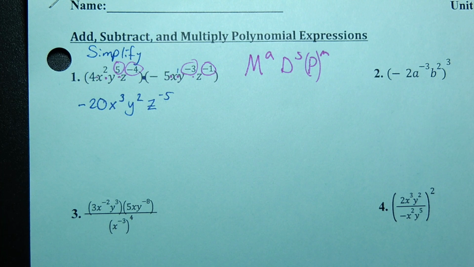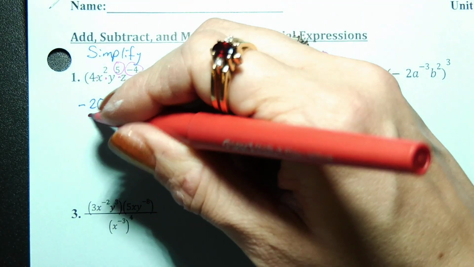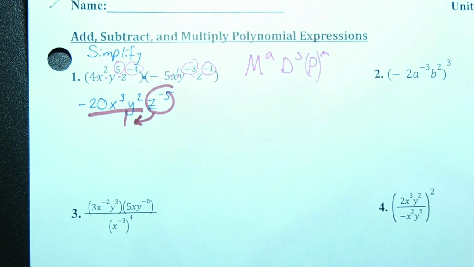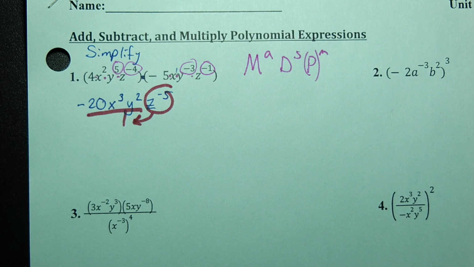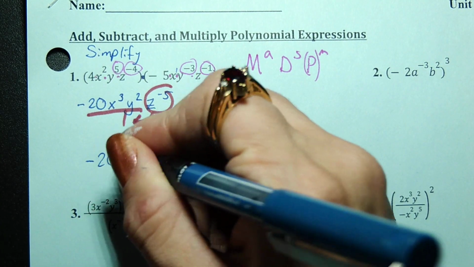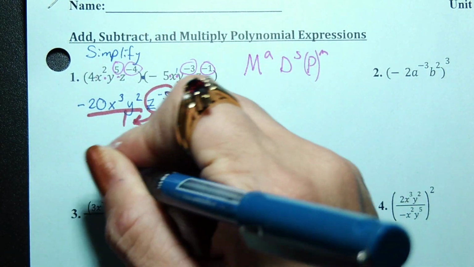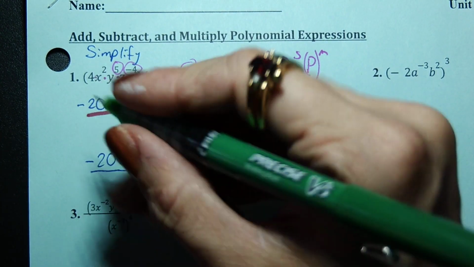What is the last thing that I need to do? We've got a bad attitude. We don't want to leave that with our final answer, so we're going to take that z to the -5 and send it to the downstairs. Am I going to send the -20 downstairs? No. Why? It's just a negative number. It's not a negative exponent. So it's only the negative exponents that change the fraction location. So -20 x cubed y squared all over, now my good attitude, z to the 5th.